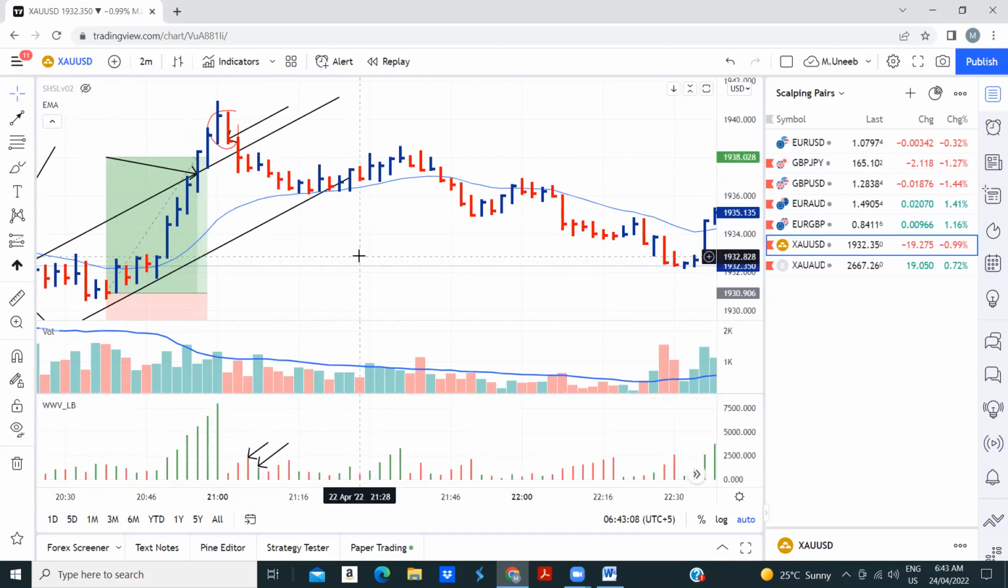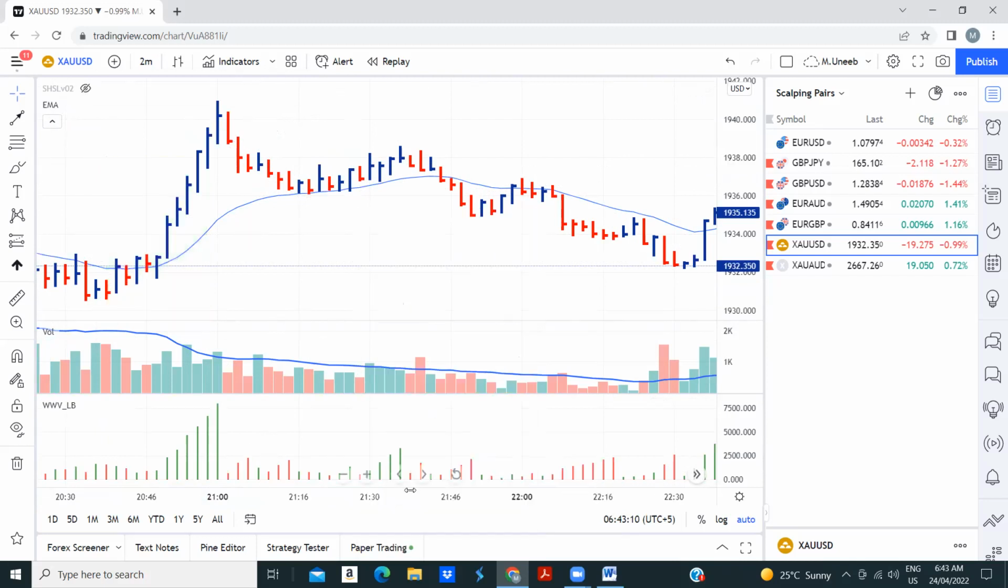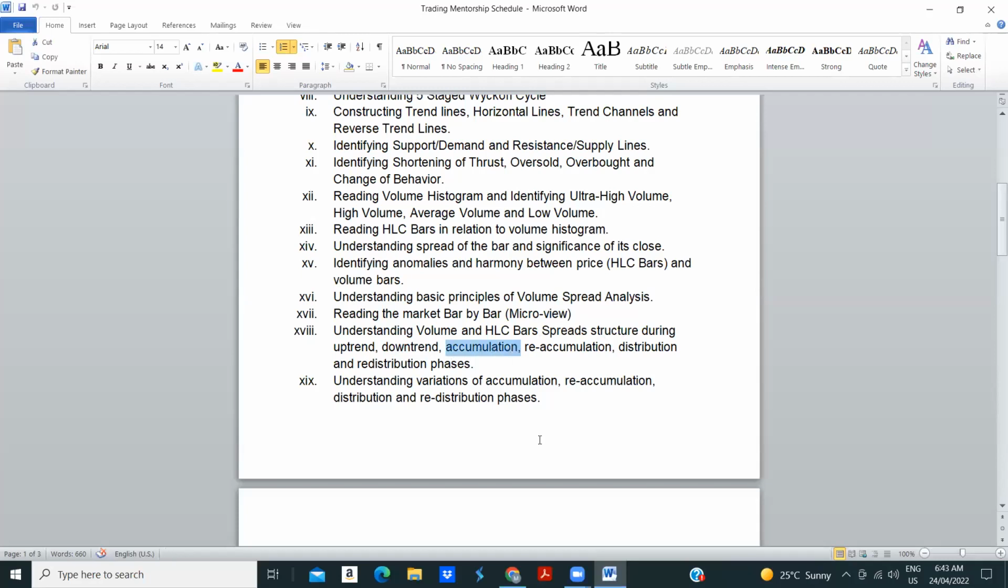Okay. Now I will go for another one, which is accumulation volume. Accumulation volume is, let's suppose you have an accumulation, as I told you, the volume structure in an accumulation is very simple. If there is an accumulation, this is accumulation, the market goes up here, goes down, goes up, goes down. Got it?